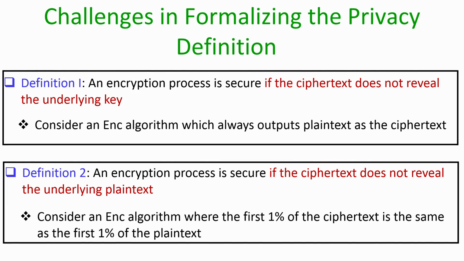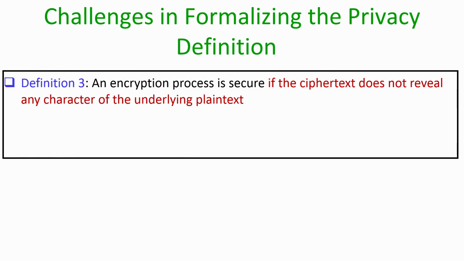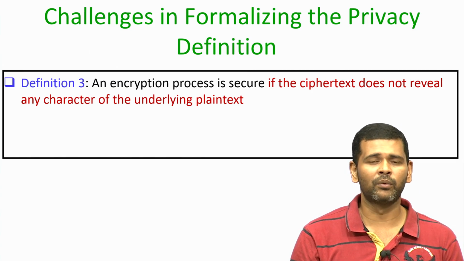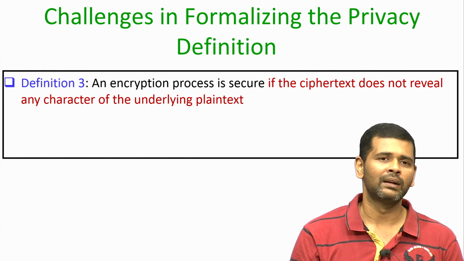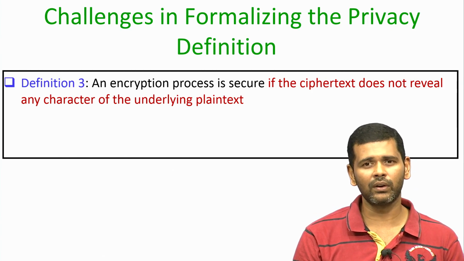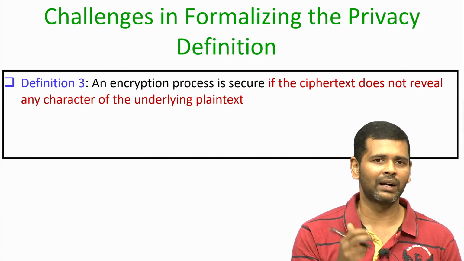The problem with this definition is I am not exactly specifying what it means by revealing and not revealing, and how much to reveal and how much not to reveal. So, to fix this definition, let me propose the third potential definition to formalize privacy. Definition 3 says that an encryption process will be considered secure if the ciphertext does not reveal any character of the underlying plain text.